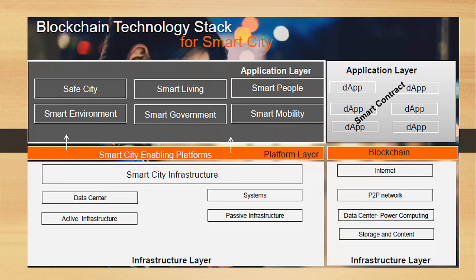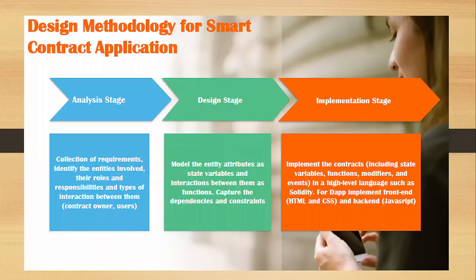Storage, you've talked about that. Data center, the P2P network, it needs internet, and of course the software, right? When you are designing a particular smart contract application, you need to follow 3 stages.